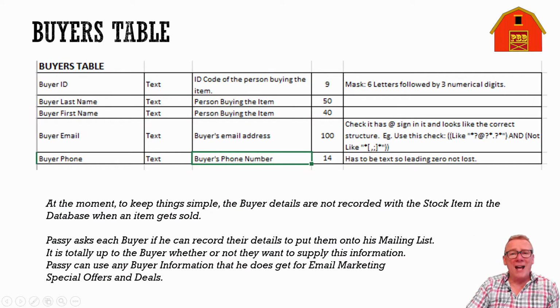The last table will be a buyer's table. Usually when you buy something, you don't have to give your name and your contact details, but it'd be nice if we can try and get that from people when they shop at the bargain barn, because that gives you marketing opportunities from that list. You can target people for sales, for specials, for promotions.